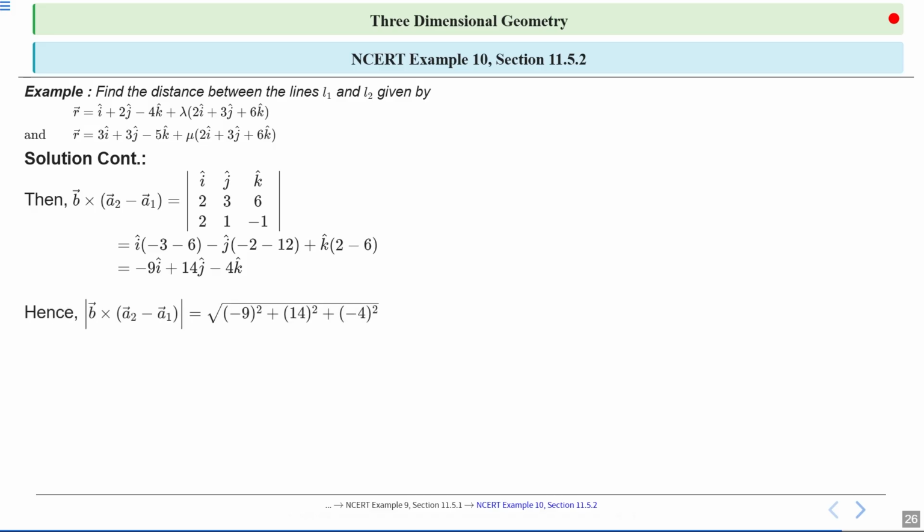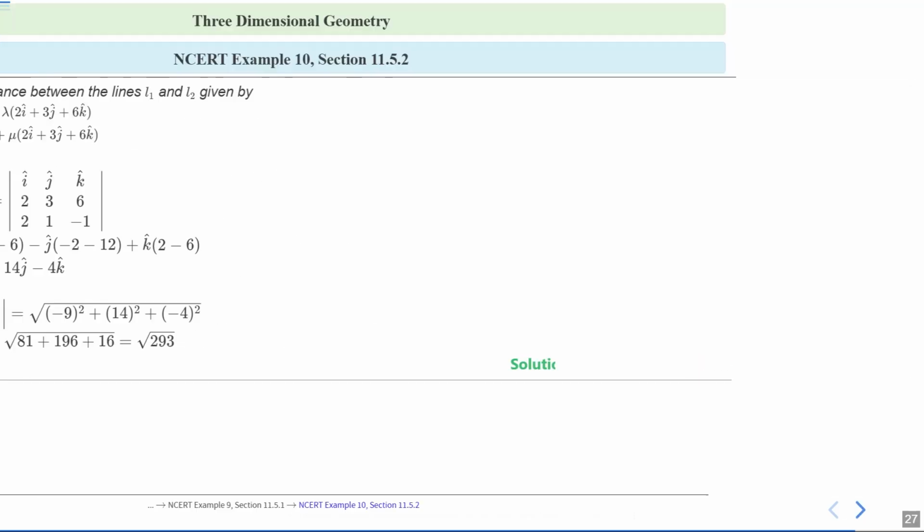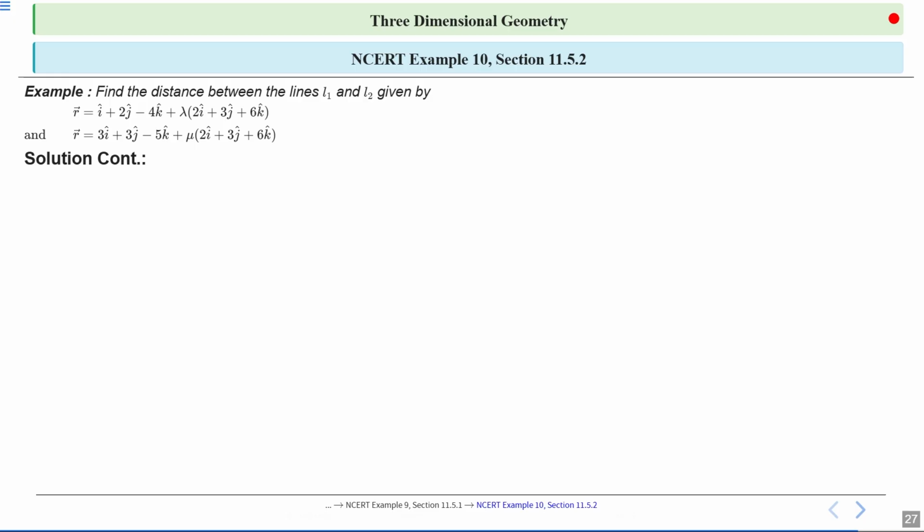Hence we can say that the magnitude of B vector cross A2 vector minus A1 vector will be equal to root over minus 9 square plus 14 square plus minus 4 square. Which is equal to root over 81 plus 196 plus 16, which is equal to root over 293. Since B vector is equal to 2 I cap plus 3 j cap plus 6 k cap, the magnitude of B vector will be equal to root over 2 square plus 3 square plus 6 square. So the magnitude of B vector is equal to 7.